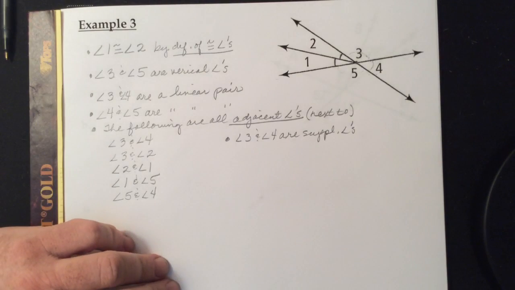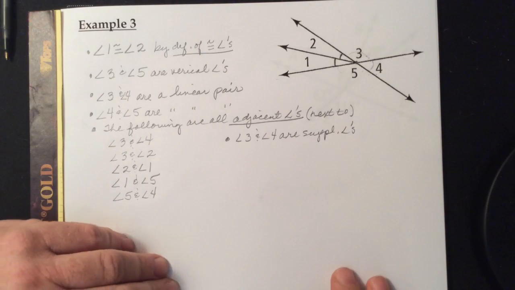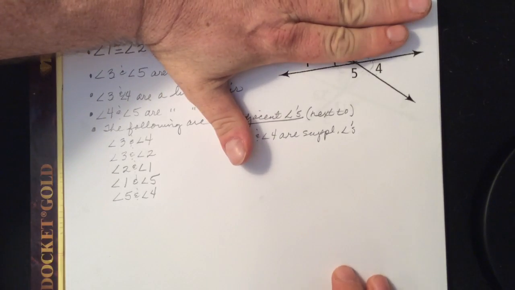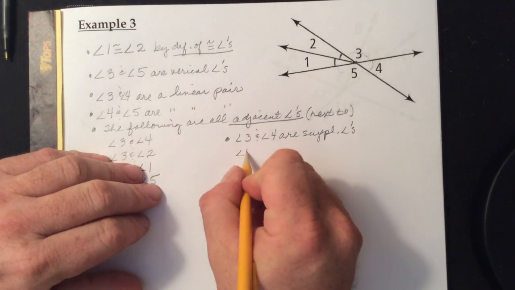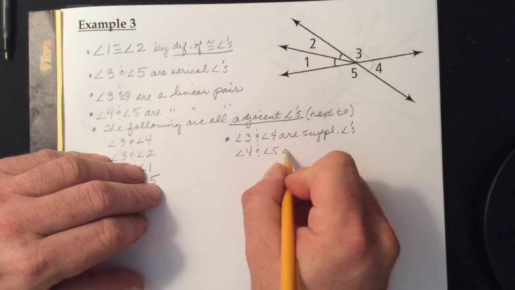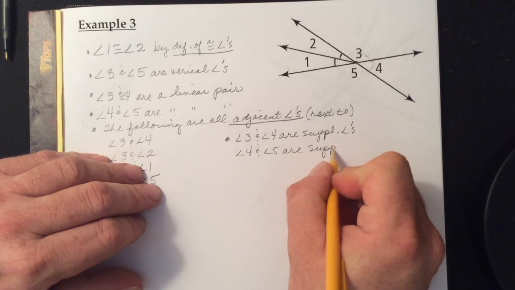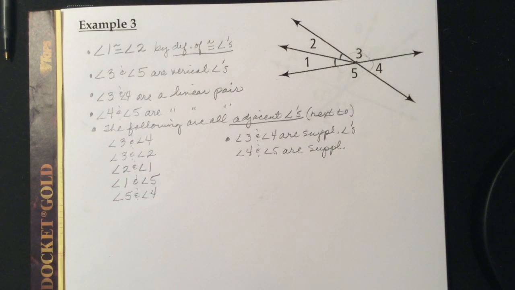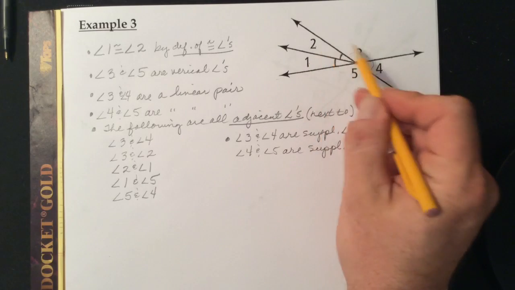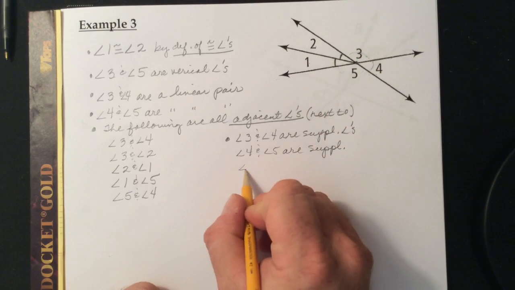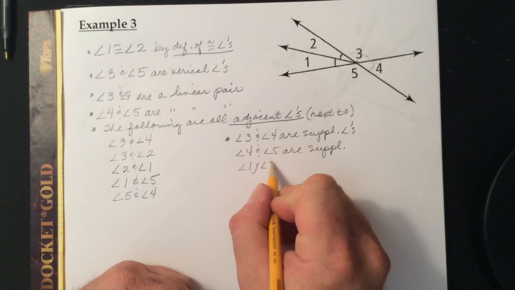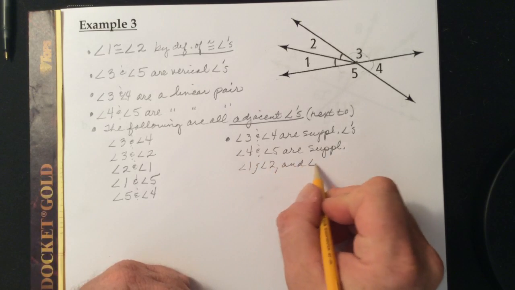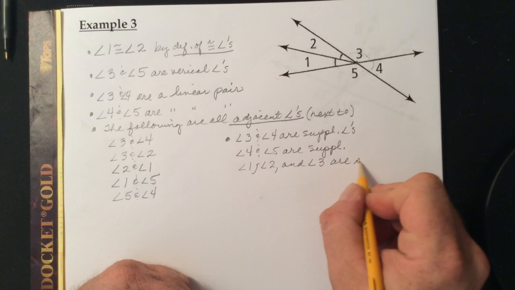See if you can find another pair of supplementary angles. Angles 4 and 5 are supplementary. Remember, they're supplementary because their sums add to 180 degrees. Now, you can have more than 2 angles being supplementary. So what about angles 1, 2, and 3? Those are supplementary also. Angle 1, angle 2, and angle 3 are supplementary angles.